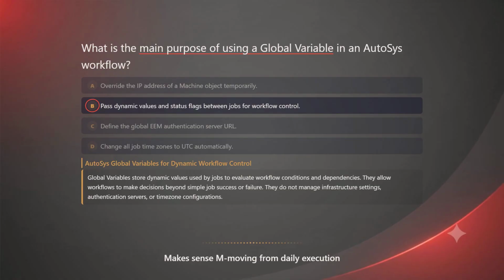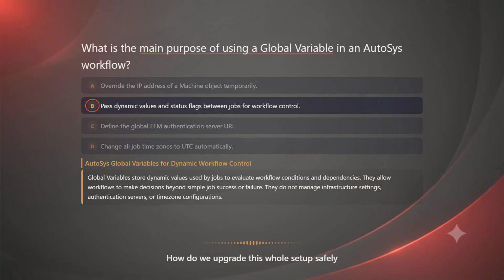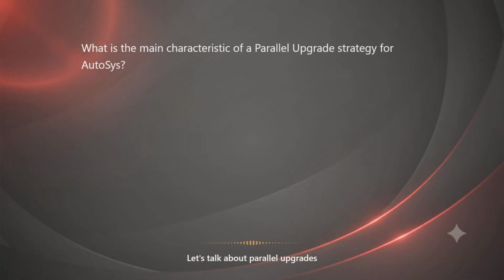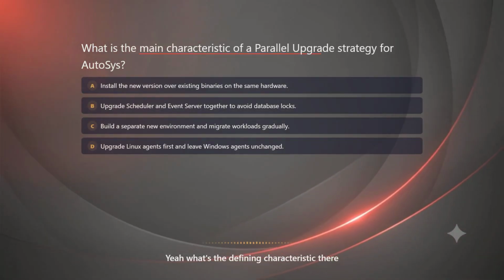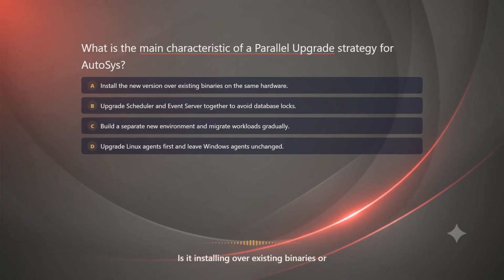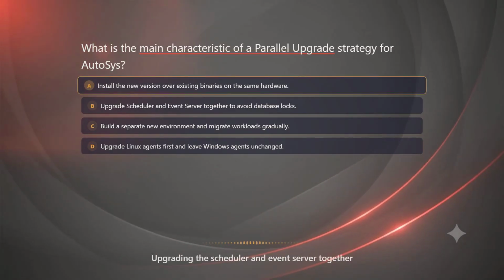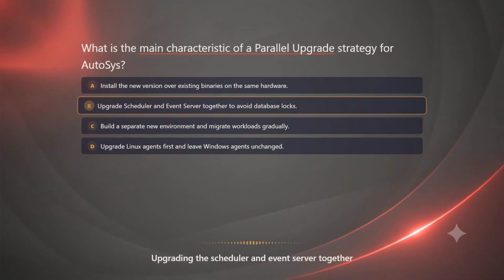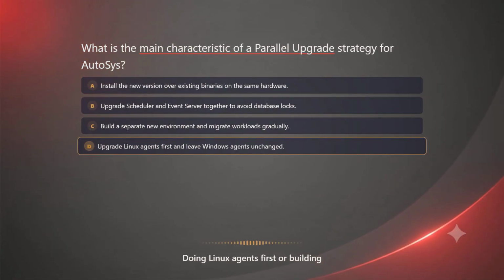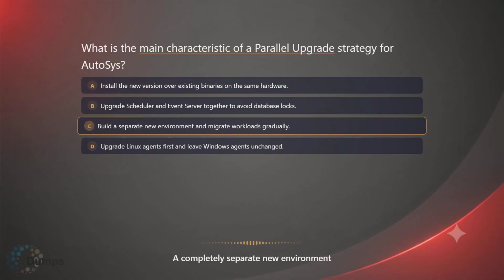Makes sense. Moving from daily execution to system-wide maintenance, how do we upgrade this whole setup safely? Let's talk about parallel upgrades. Yeah, what's the defining characteristic there? Is it installing over existing binaries, or upgrading the scheduler and event server together, doing Linux agents first, or building a completely separate new environment?